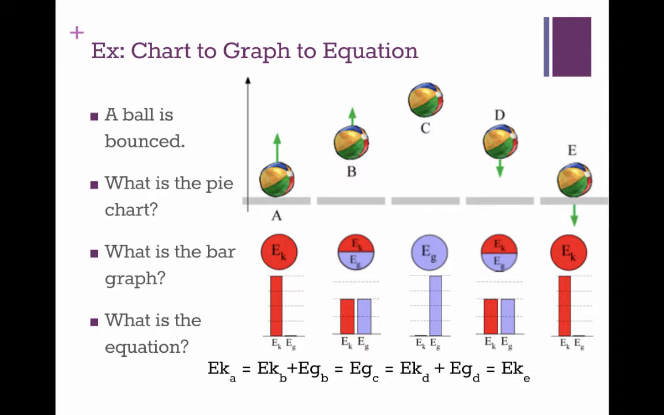The EK at A is equal to the EK at B plus the EG at B is equal to the EG at C, which is equal to the EK at D plus the EG at D, which is equal to the EK at E. It sounds like a mouthful, but when you realize the law of conservation of energy says that energy cannot be created or destroyed, it just gets transformed from one form to another, this makes more sense.